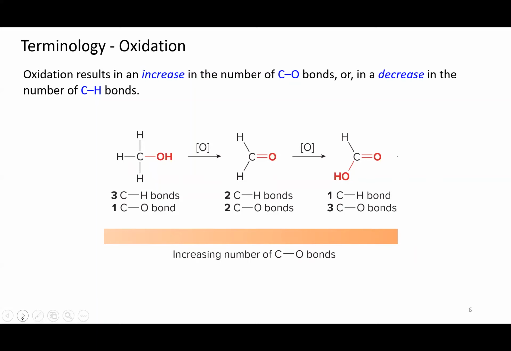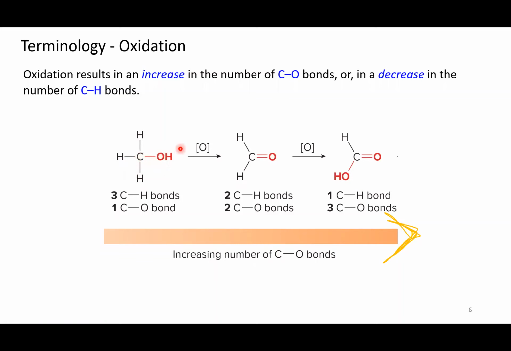So let's look at the example here. I'm showing you as things progress to the right. As we go over to the right, we are increasing the number of carbon-oxygen bonds. So let's look at these molecules. Here I have a carbon, which is bonded to a hydroxyl group. And currently I have 3 carbon-hydrogen bonds and 1 carbon-oxygen bond.